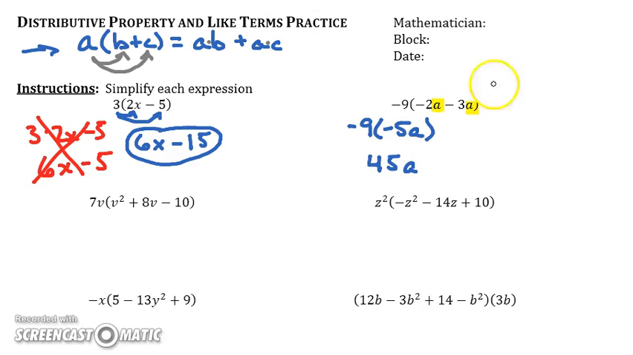Another way I could go about doing this is not starting out with the simplification process, instead starting out with the distributive property. So this way we're using the distributive property. I'm going to take this negative 9 and multiply by negative 2a. When I multiply negative 9 times negative 2a, I would get a positive number. It would be a positive 18, and then if I multiply that by a, I get 18a.